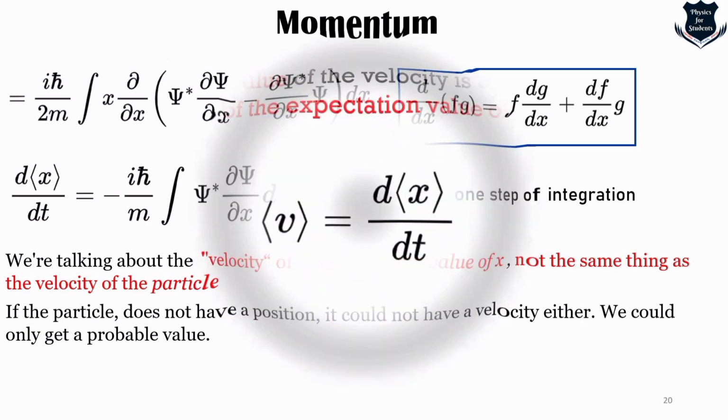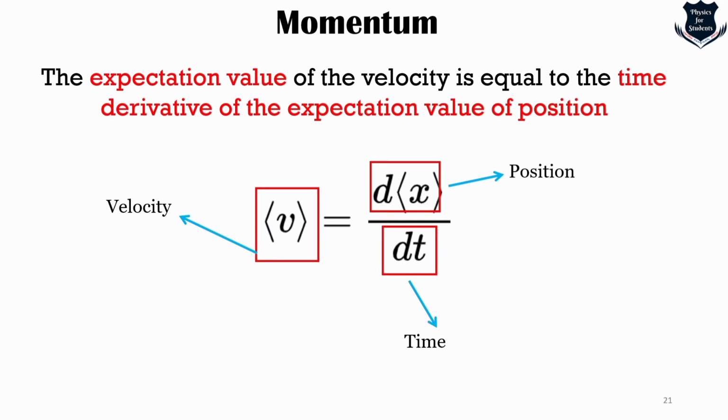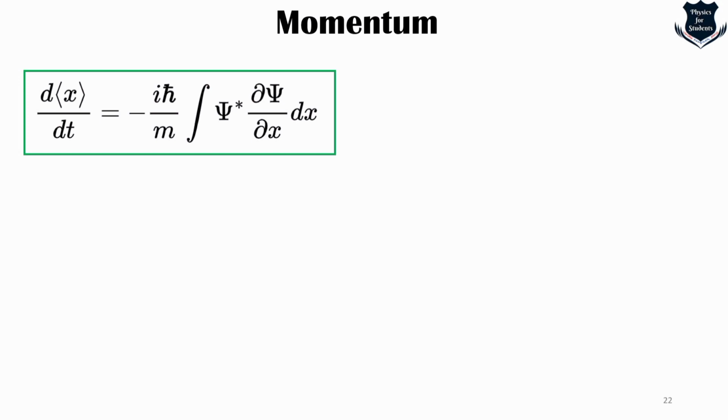So moving further, what we can do is that once we write this part, this is the summary, right? The expectation value of the velocity is equal to the time derivative of the expectation value of the position. So here is a velocity, this is a position, and this is time. So what we get is that the expectation value of the velocity is equal to the time derivative of the expectation value of position.